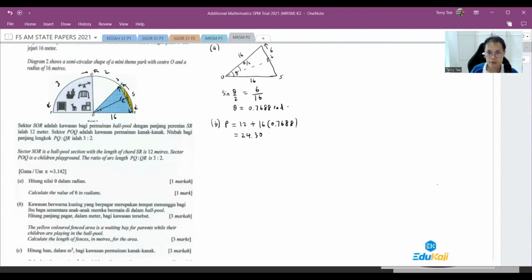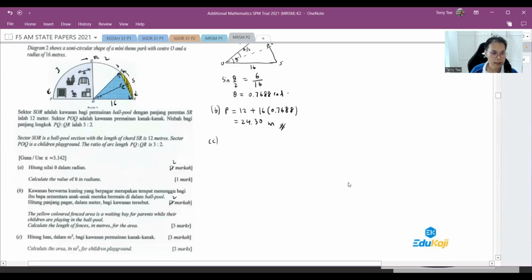Always give your answer correct to 4 significant figures. So this is for SF. I must say the marks given for the first part is a bit too little. The marks given for the second one is a bit too much. Maybe you should put 2 marks here and 2 marks here. It's a bit more balanced actually. Because the first part here, you need to do sine to get the answer. Second part, you just have to find the length of arc and add 12 to get the perimeter of the segment. Okay, let's move on to part C.